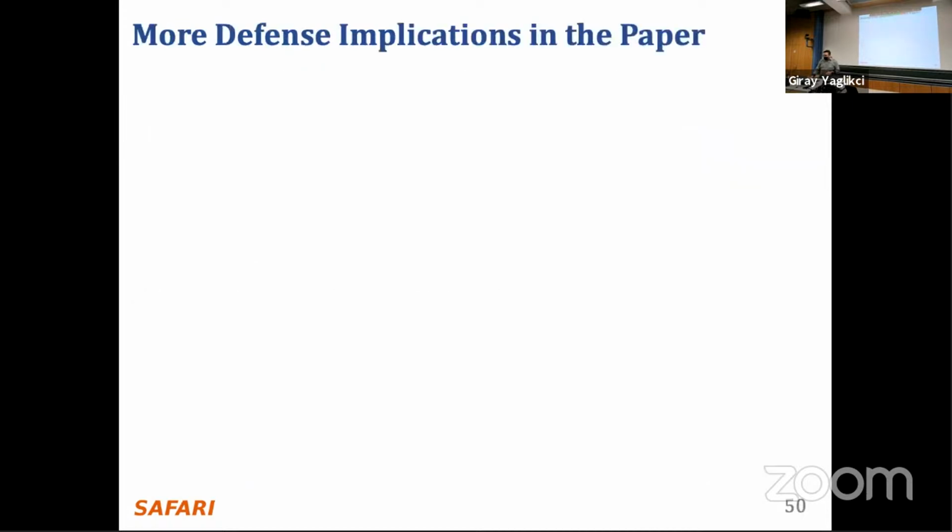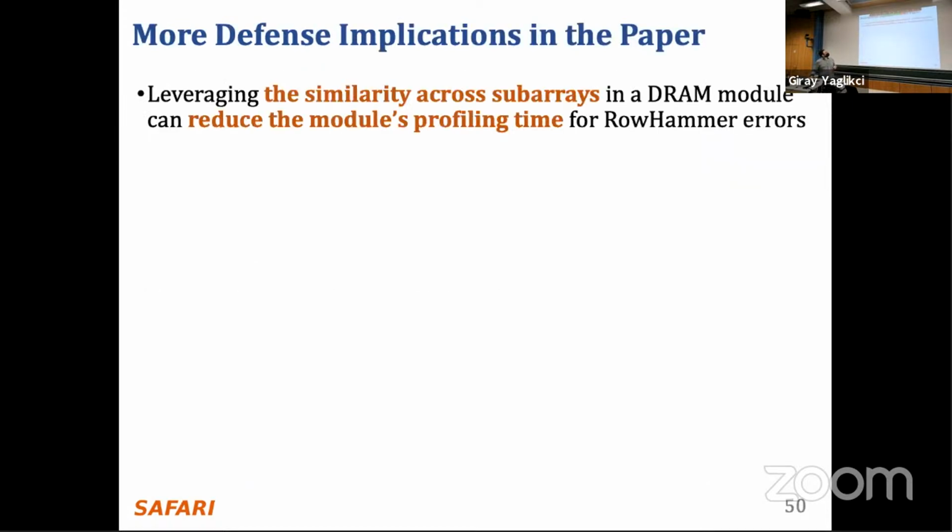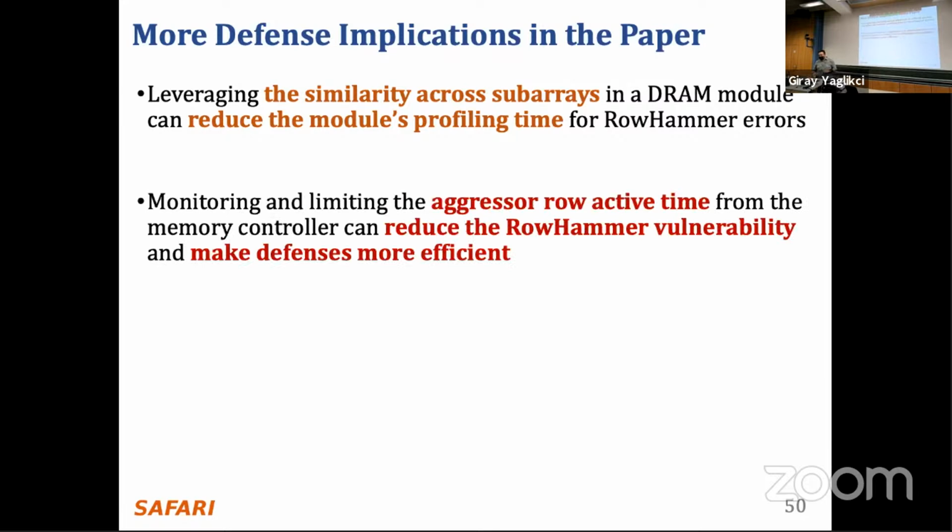And yeah, these were the two examples, and we have more things in the paper if you're curious. So the first one is leveraging the similarity across subarrays in a DRAM module can reduce the module's profiling time for RowHammer errors. The second one is monitoring and limiting the aggressive row active time from the memory controller can reduce the RowHammer vulnerability and make defenses more efficient.